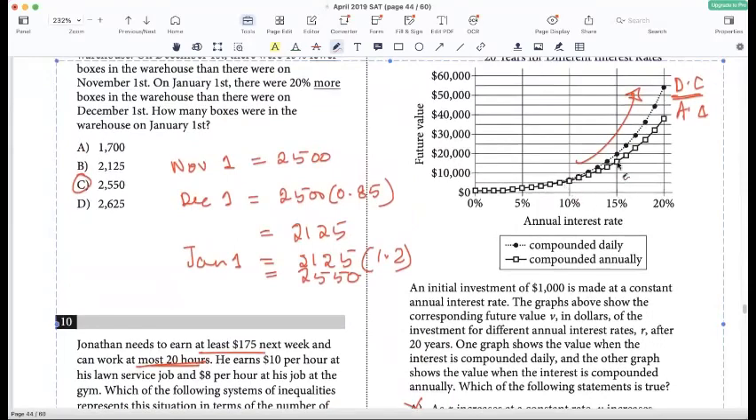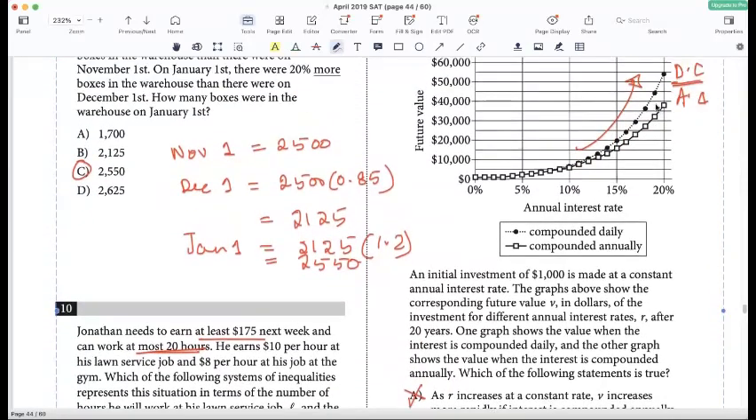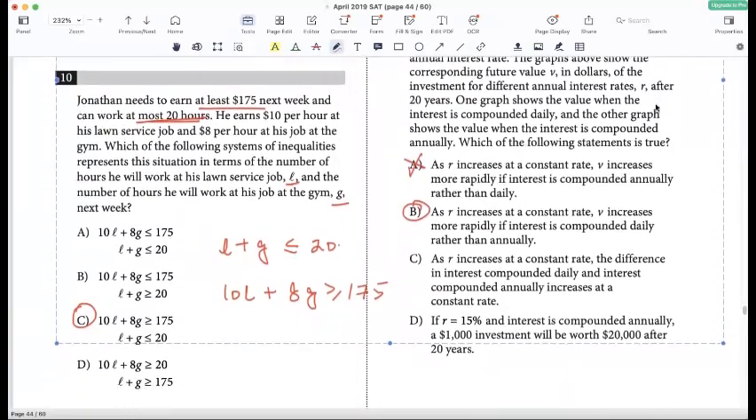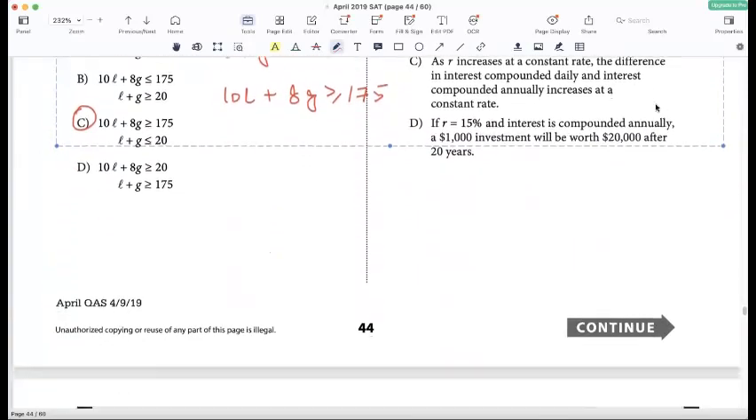No, that's not true. You can see that the difference in the value between the two changes. And okay, so we have B as the answer, so we can skip D.